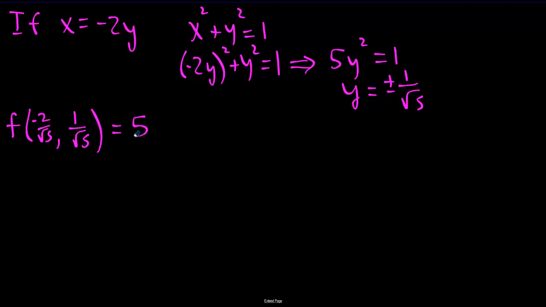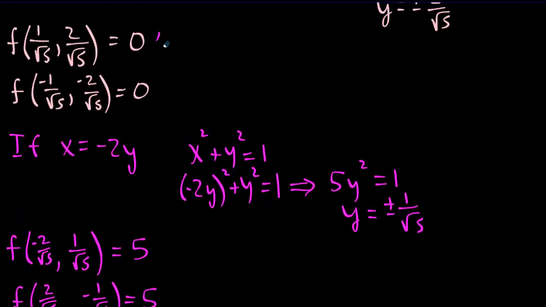Then we go back and say, okay, well, let's try the other one. If y is negative 1 over the square root of 5, then x is 2 over the square root of 5. And that also gives us 5. So I think we're about done with this problem. What we found is that we have 0 is a local min, and 5 is a local max.